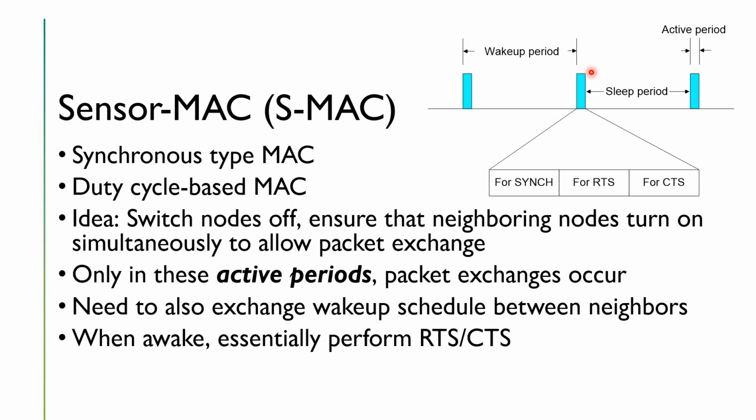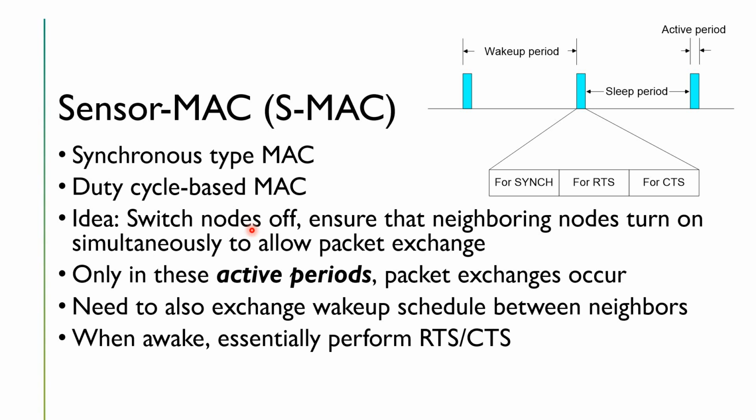Okay, so let's go through the idea one by one. So the idea is to switch nodes off to ensure that the neighboring nodes turn on simultaneously to allow packet exchange. Okay, so let me clear this up. This means that the switches will always be turned off, but we only turn on the switches when the neighboring nodes are also turned on.